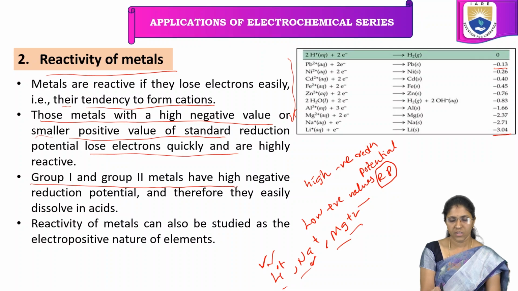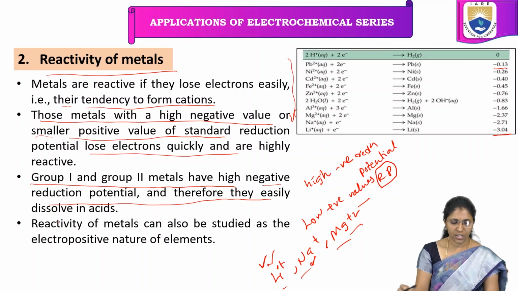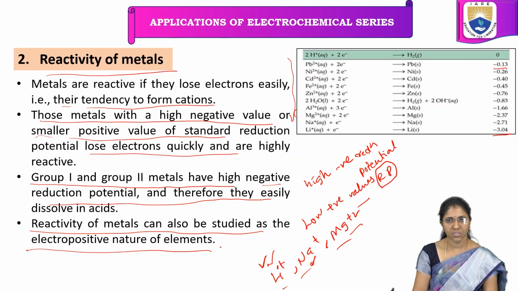Examples of these reactive metals are group 1 and group 2. Group 1 and group 2 metals have high negative reduction potential. Therefore, they can easily dissolve in acids. The reactivity of metals can also be studied as the electropositive nature of elements. Lithium is a first group element, sodium is also a first group element, and magnesium is a second group element. These three have high reactivity among all the metals present in the electrochemical series.